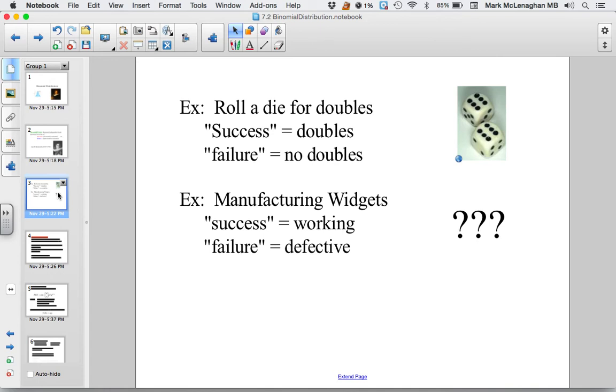All right, so for rolling doubles, either we get doubles or we don't get doubles. That's our success or failure. For manufacturing widgets, where a widget is anything you produce at a factory, either it works or it doesn't work. Success or failure. It's a black and white kind of idea.